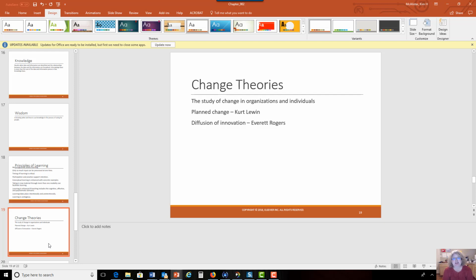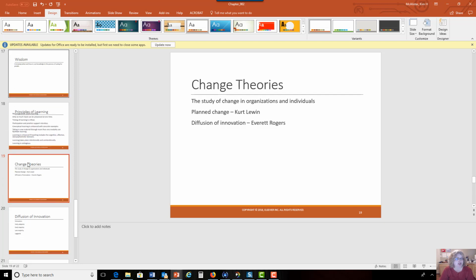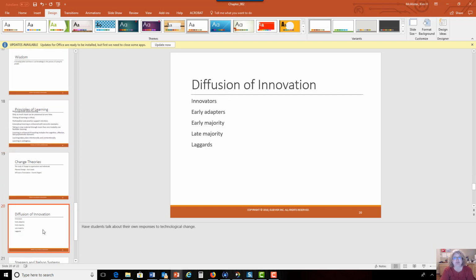There's also the diffusion of innovation theory, which I think is particularly interesting. We have innovators.